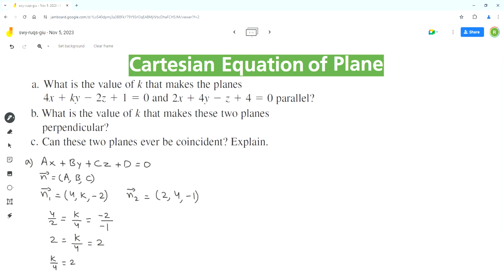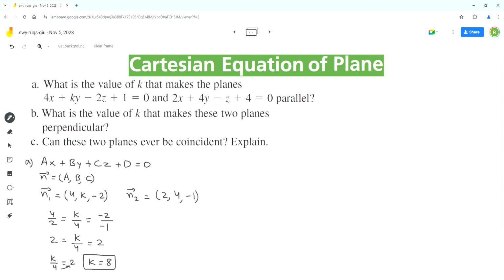Now we can cross multiply the 4 to find the value of k. I get k equals 8. So if k is equal to 8, then the planes will be parallel to each other. So this should be the final answer for part A.